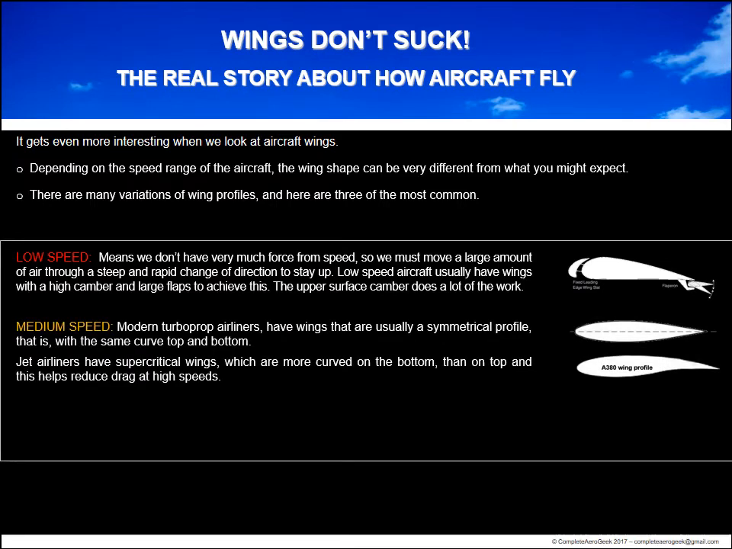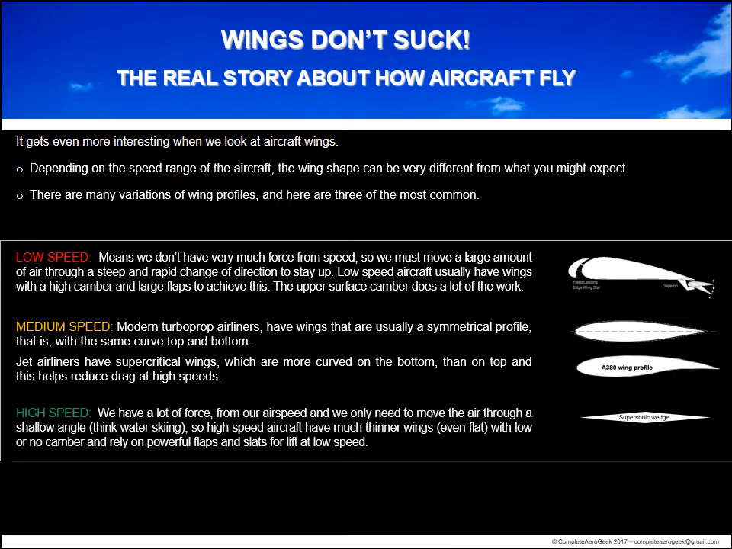Medium-speed, modern turboprop airliners have wings that are usually a symmetrical profile, that is, with the same curve, top and bottom. Jet airliners have supercritical wings, which are more curved on the bottom than on top, and this helps reduce drag at high speeds. High speed, we have a lot of force from our airspeed, and we only need to move the air through a shallow angle, think water skiing, so high-speed aircraft have much thinner wings, even flat, with low or no camber, and rely on powerful flaps and slats for lift at low speed.